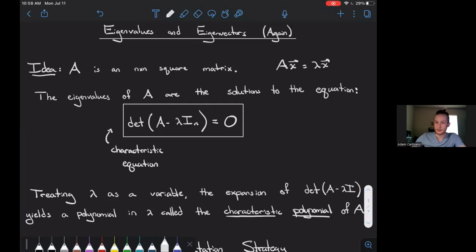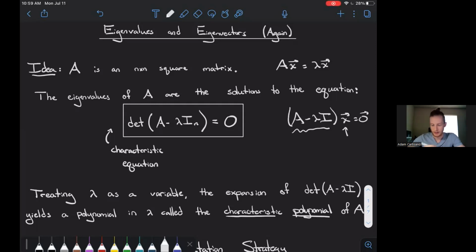Just to see what's going on here, if you subtract lambda x from both sides of this defining equation, and then factor out x, you'll get A minus lambda I times x equals the zero vector. You subtract lambda x from both sides, factor out the vector x, and what you're left with is A minus lambda times the identity. If you multiply that matrix times x, you get the zero vector. So in other words, x is inside the null space of this matrix.